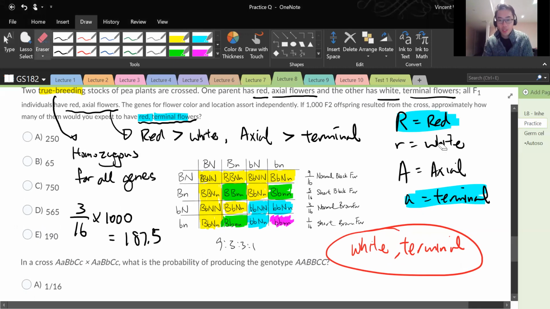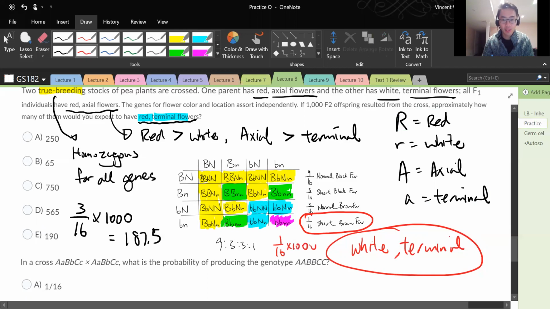So white is a recessive trait and terminal is a recessive trait. So if it's recessive, then it's 1 out of 16. Okay, so we just have to do 1 out of 16 times 1,000, right? So that is going to be about 62.5. So this is the answer if we are talking about white terminal. All right. I hope that makes sense.